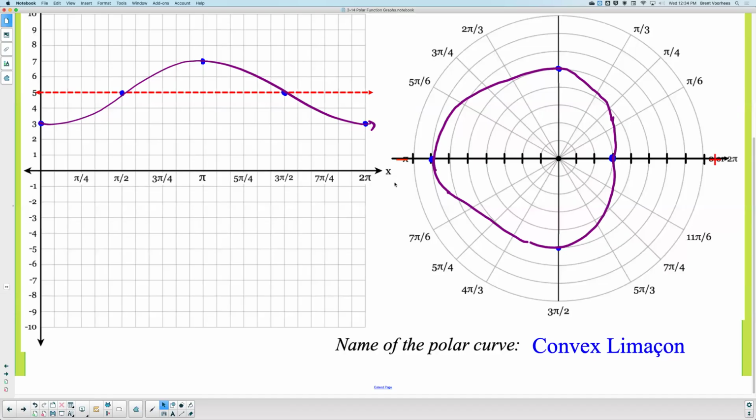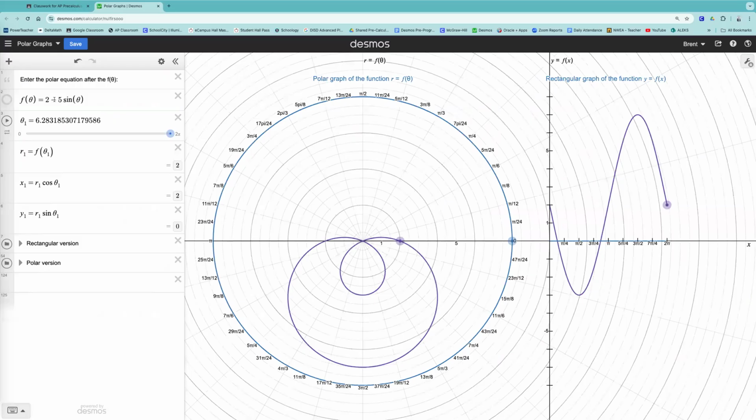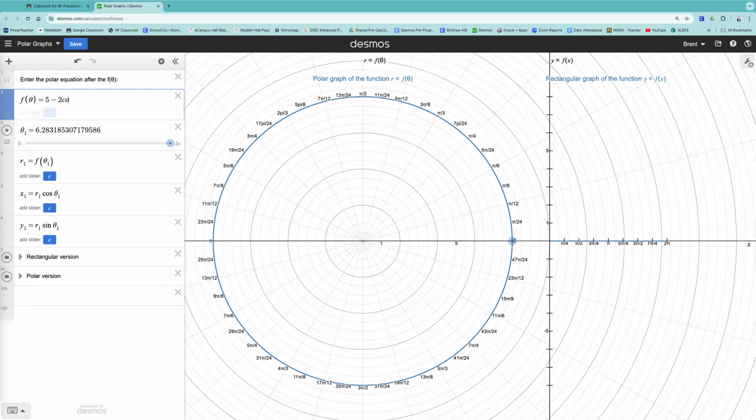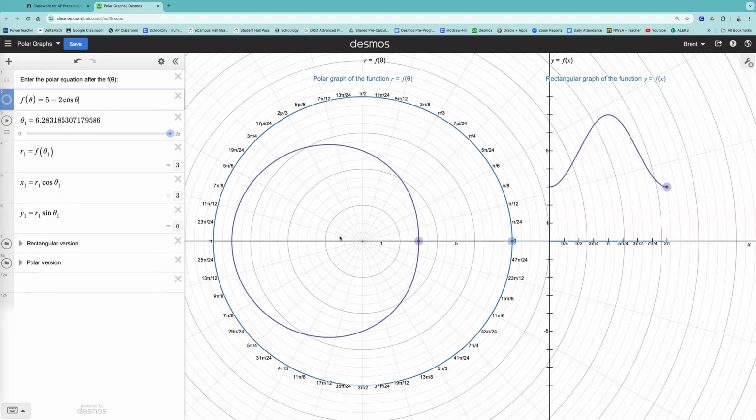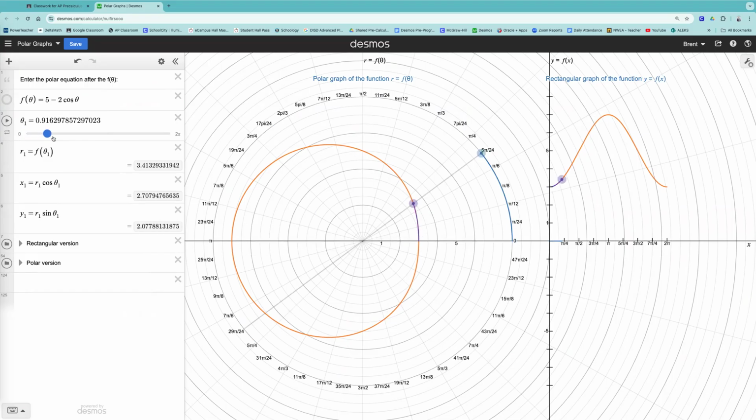Let's take a look so you can see it better. Graphed over here. What was our equation? 5 minus 2 cosine theta. This is called a convex limacon. And let me start at 0 here. As you can see, we never hit the pole because this graph never intersects the x-axis. But this should be a lot more consistent of an increase and decrease than what I had before. But that's what it should look like. What do we call that again?